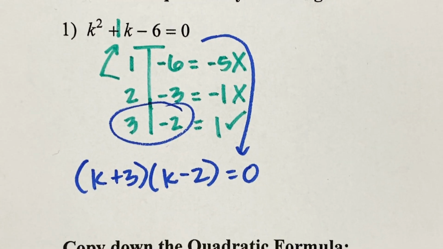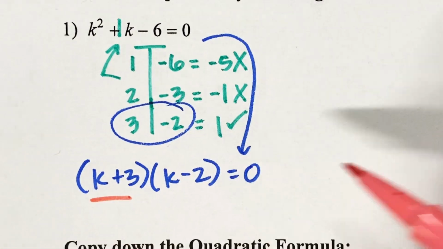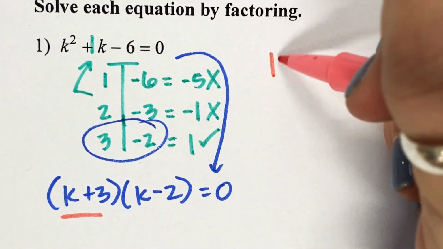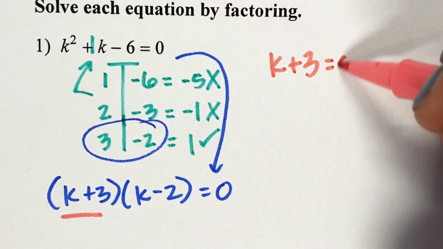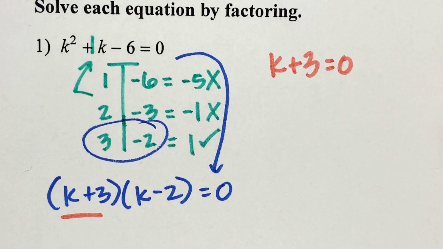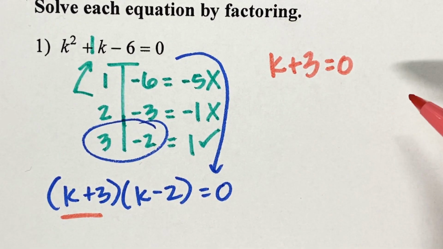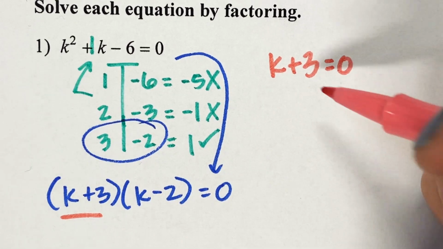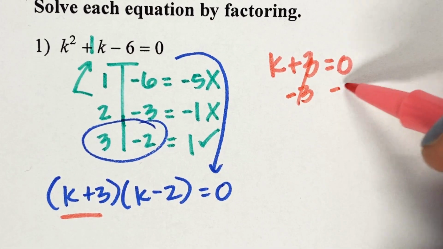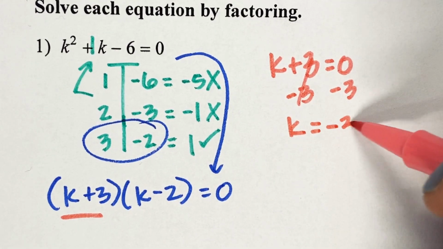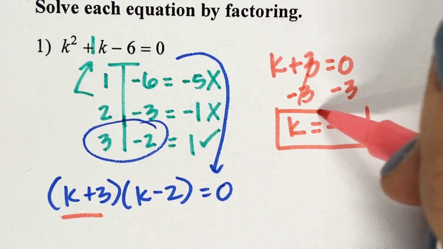Okay, we need to bring down r equals 0 because we need to take each one of these pieces and set it equal to 0 and solve. So I have k plus 3 equals 0. And if I'm trying to get this k by itself, what is the opposite of +3? How do I get that by itself? Subtract 3. Okay, so we know that our first answer is k equals -3.